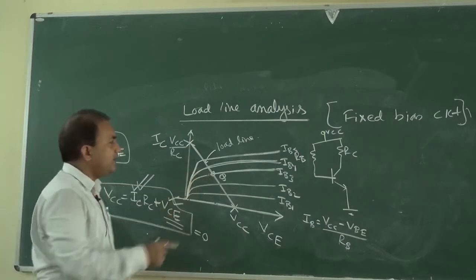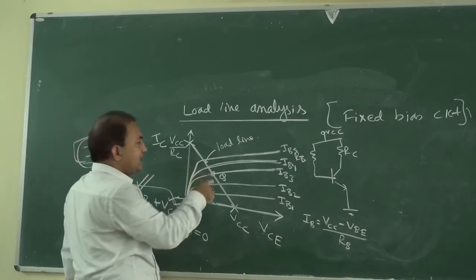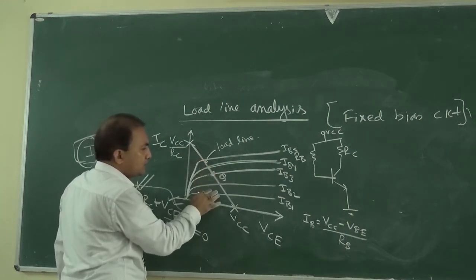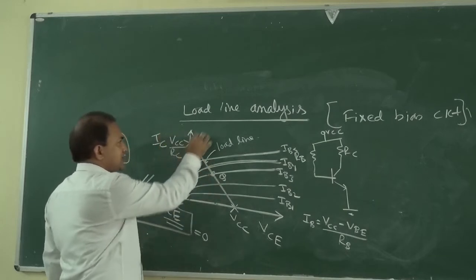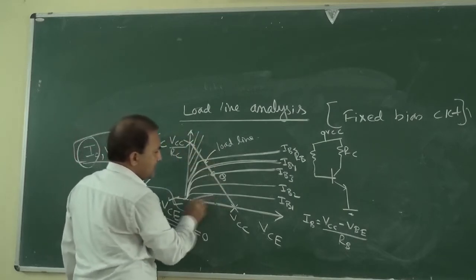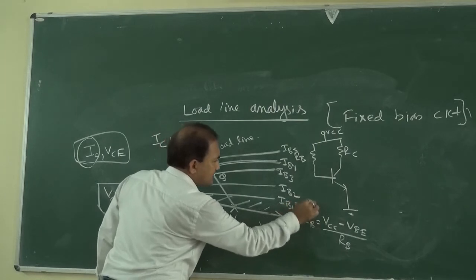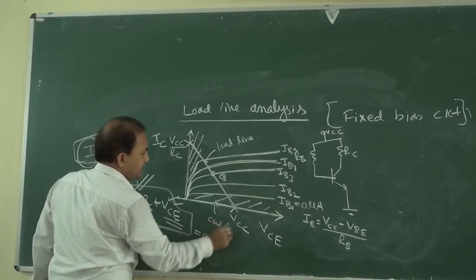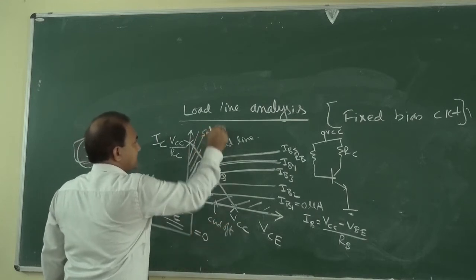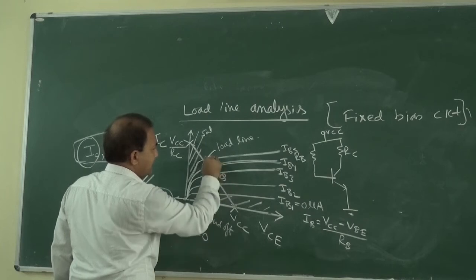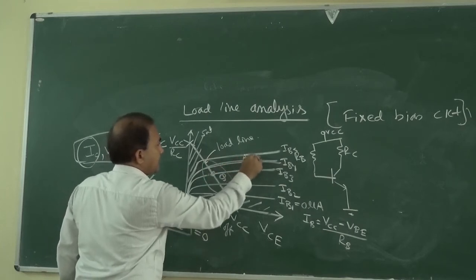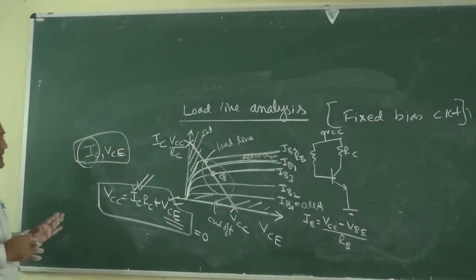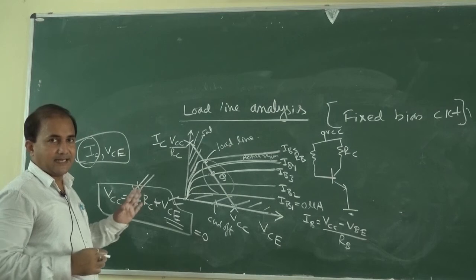Then after fixing this, if we give the AC input signal, this Q point should not go to the cutoff region or the saturation region. So this is the saturation region and this is the cutoff region. This is for IB equal to 0 microampere. This is the cutoff region, this is the saturation region, and this is the active region. So this is the load line analysis for fixed bias circuit.